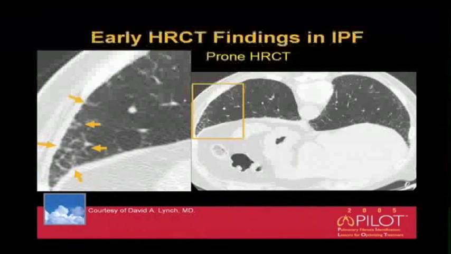This is a prone CT scan that shows some of the early findings you can see of reticular changes on prone high-resolution CT. So that can be very, very useful in seeing early changes.